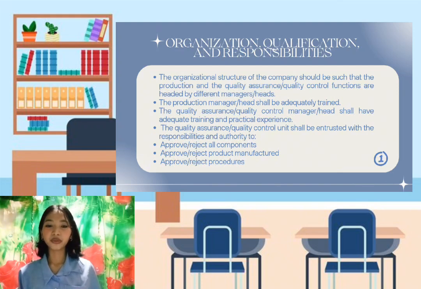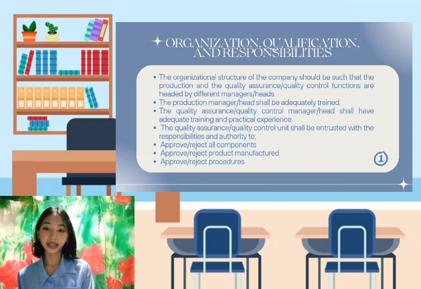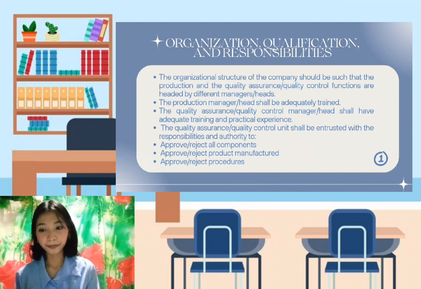So number 3, the quality assurance or quality control manager or head shall have adequate training and practical experience. So meaning the quality assurance or quality control manager or head must be properly trained and experienced to do their job. They also have full responsibility and authority over all tasks related to ensuring product quality, including setting up, checking, and making sure quality control procedures are followed.